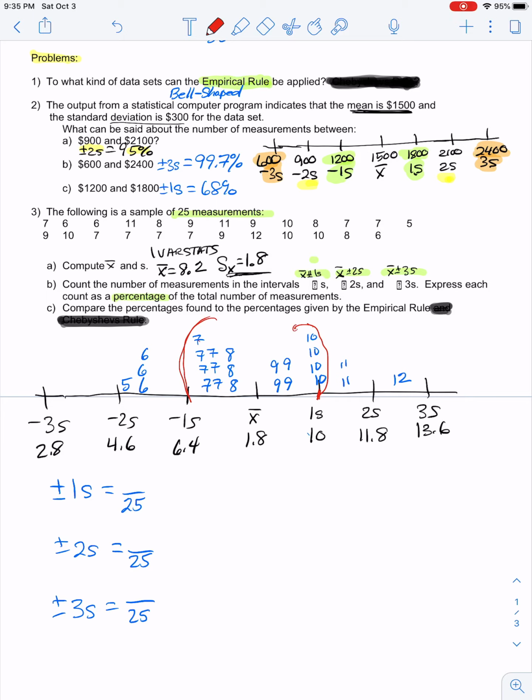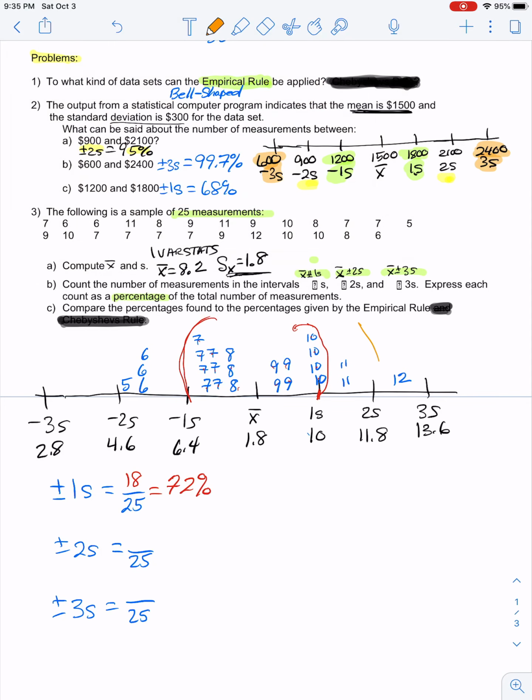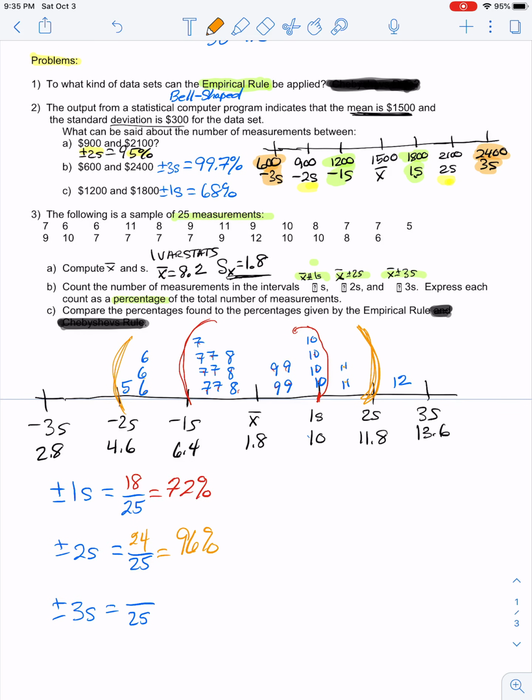So let's count here. 1, 2, 3, 4, 5, 6, 7, 8, 9, 10, 11, 12, 13, 14, 15, 16, 17, 18. So we have 18 values out of 25. If you turn that into a percentage, we're at 72%. Then within 2 deviations of the mean, we were at 18, so 19, 20, 21, 22, 23, 24 out of 25. So within 2 deviations of the mean, we have 96%.